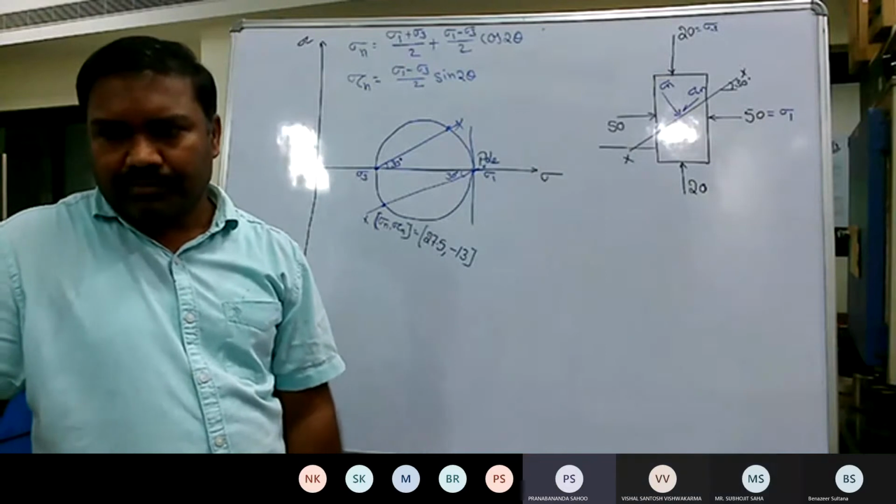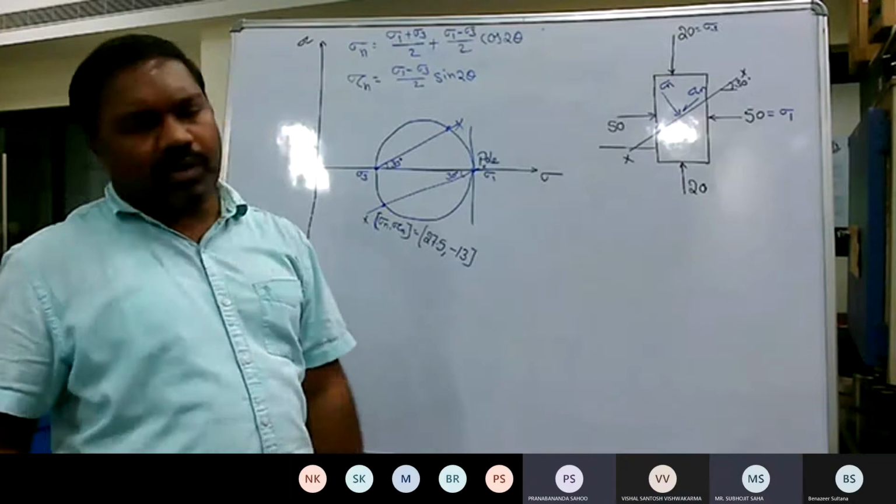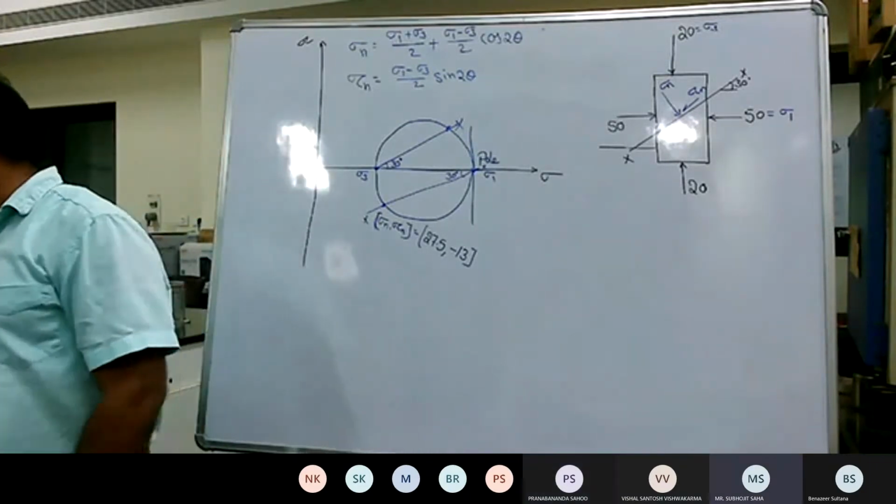I was telling about 2 theta. 2 theta will be 120 degree. Theta will be 60 degree. Okay, just check it once.